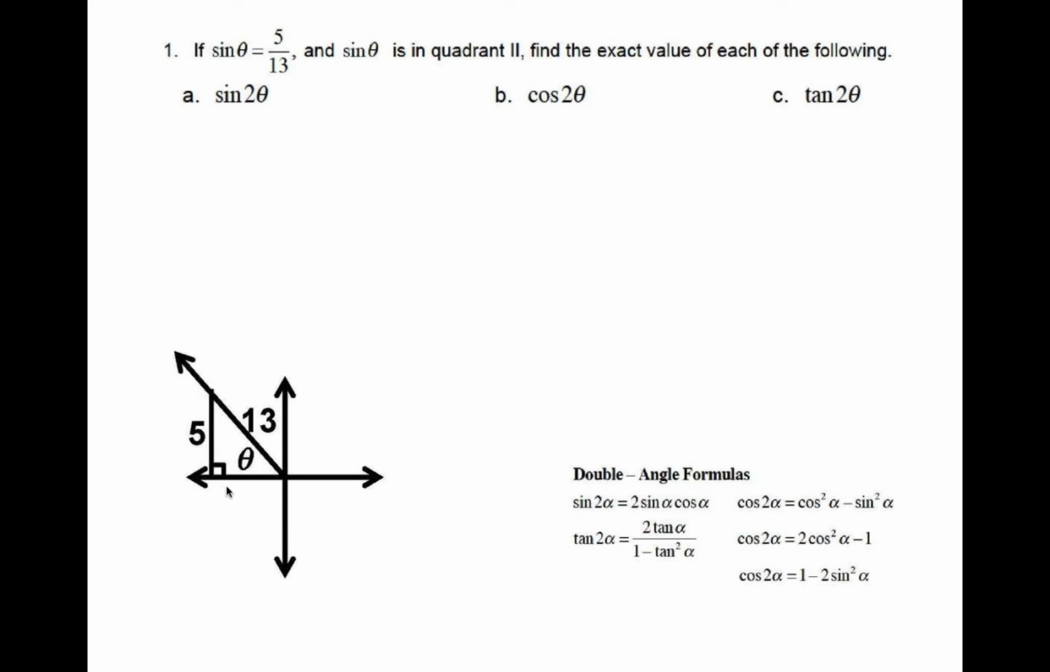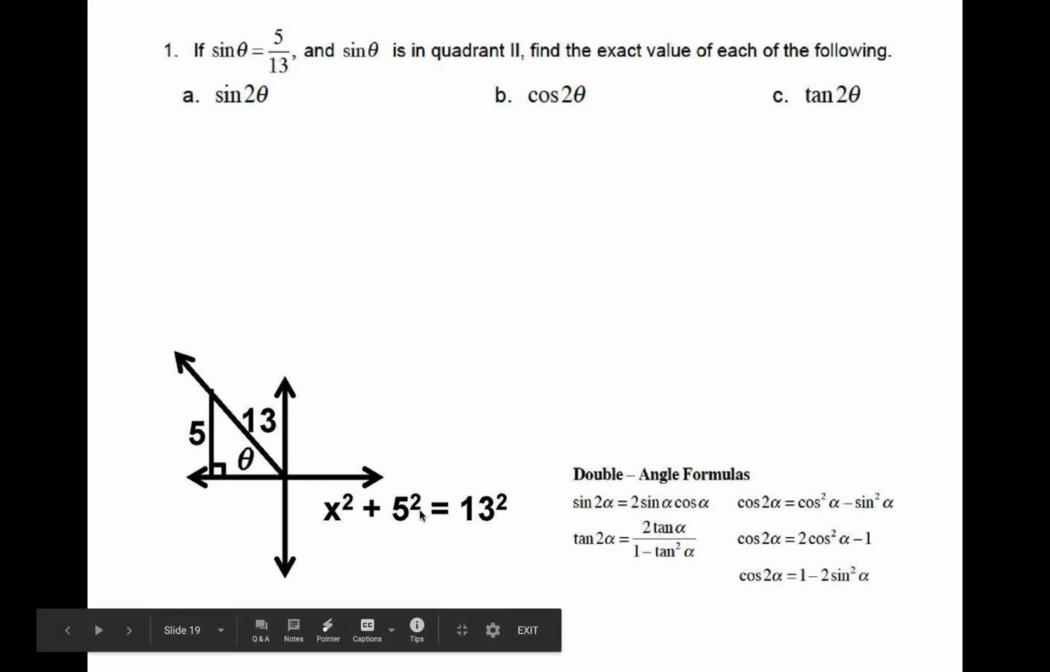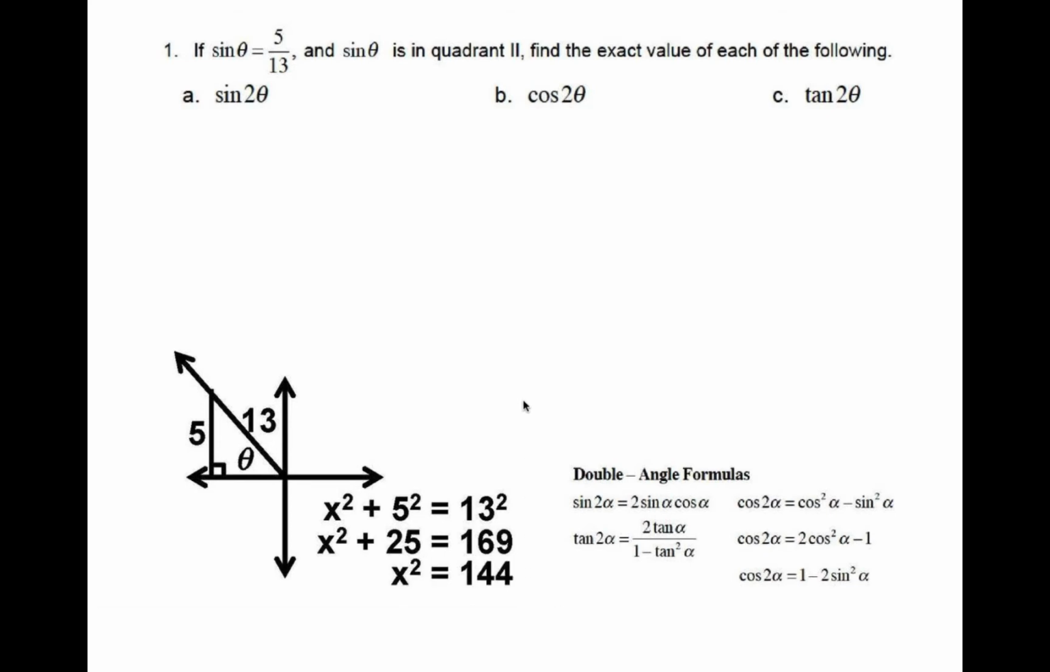So if you recall, Pythagorean theorem is leg squared plus leg squared equals hypotenuse squared. So that'll give us x squared plus 5 squared equals 13 squared. The square of 5 is 25, and the square of 13 is 169. Subtract the 25 over, I'm going to get 144. Then you square root both sides, you're going to get 12. But because this is going left, it's going to be negative 12, right?